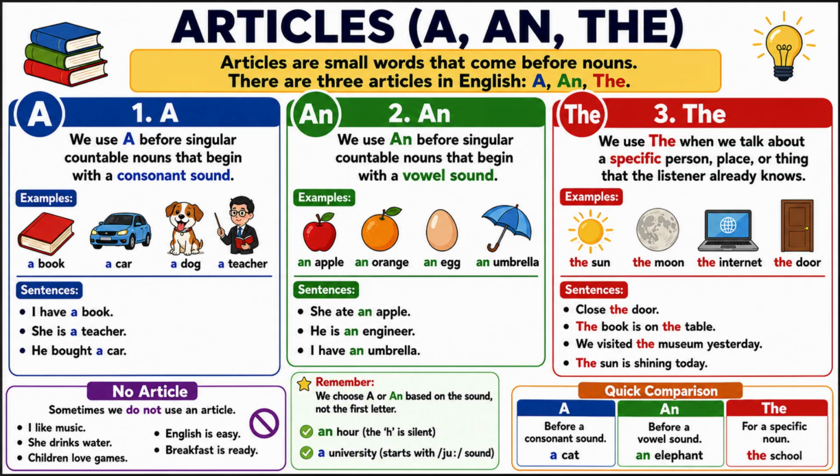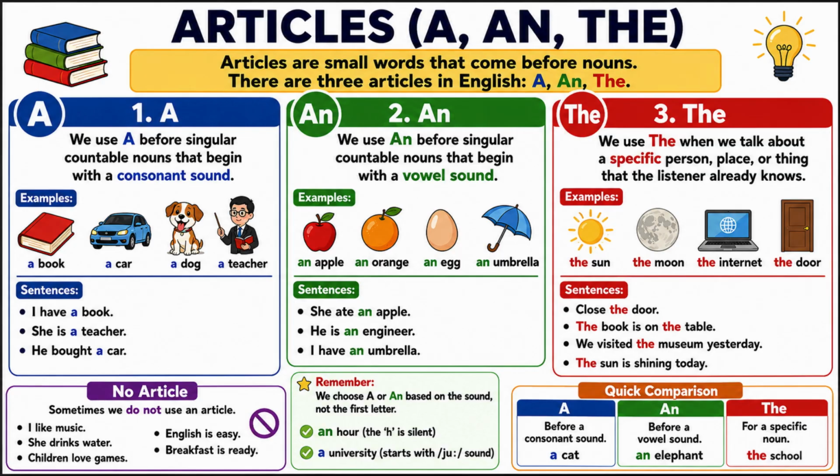Remember, choose a or an based on the sound, not the first letter. Correct: an hour, the H is silent. A university starts with the U sound. Quick comparison. A before a consonant sound: a cat. An before a vowel sound: an elephant. The for a specific noun: the school.